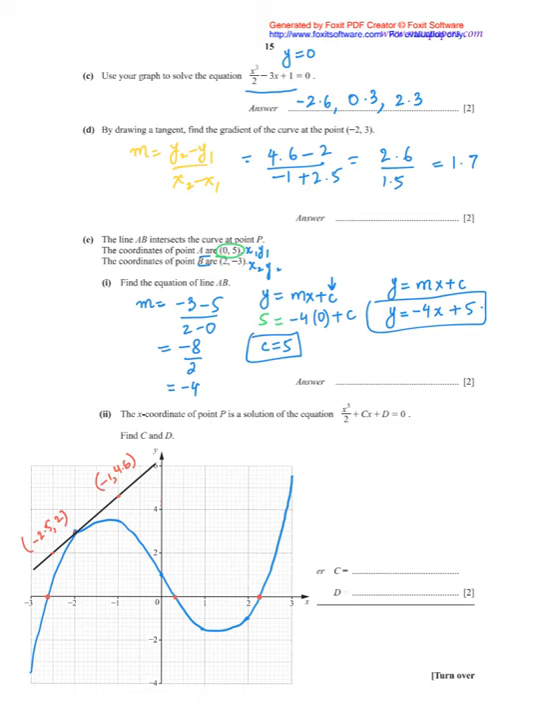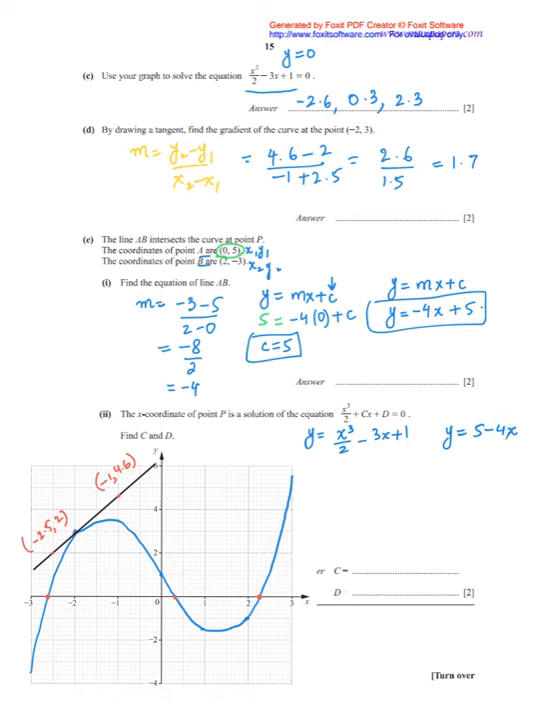After that it says the x coordinate of point P is a solution of the equation x cubed upon 2 plus cx plus d equals 0. So we have two equations. One we had drawn, the curve of the equation y equals x cubed upon 2 minus 3x plus 1, right? That is your first equation. And the next equation we found in part E, y equals 5 minus 4x.